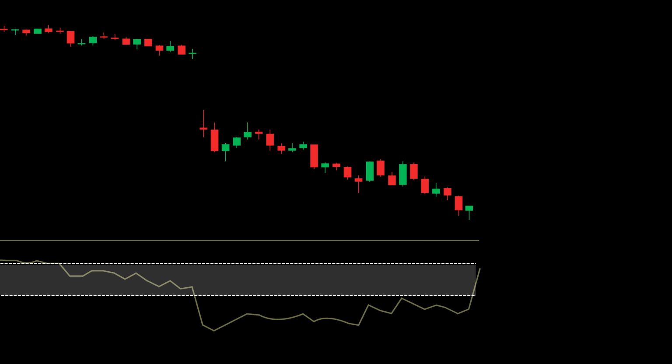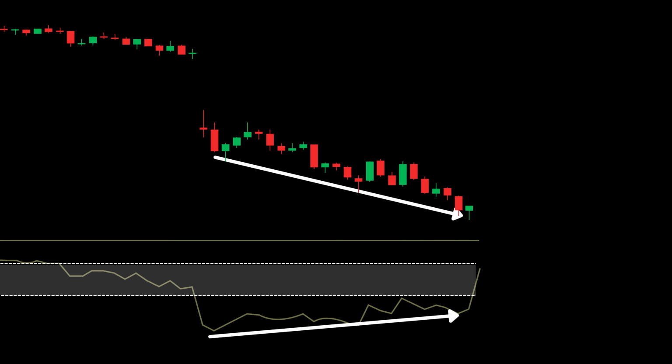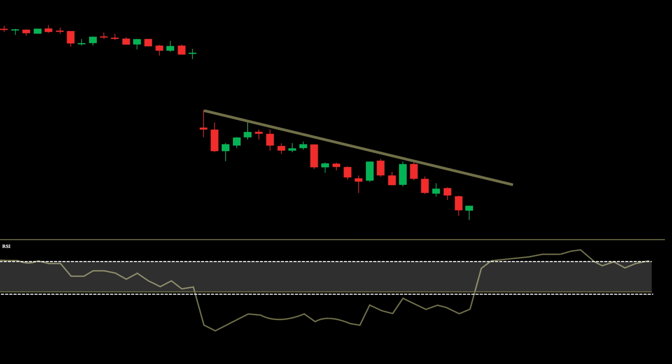Here, you can see the price is moving downward. If you look at the RSI, it's moving upward from this point. But after that, there is no clear trend visible. If you look carefully, we can draw a trend line here, something like this. If this trend line breaks, we can use that as confirmation for our trade entry. We have two confirmations. First, the RSI divergence, and second, the trend line breakout. If both align, we can enter the trade confidently.